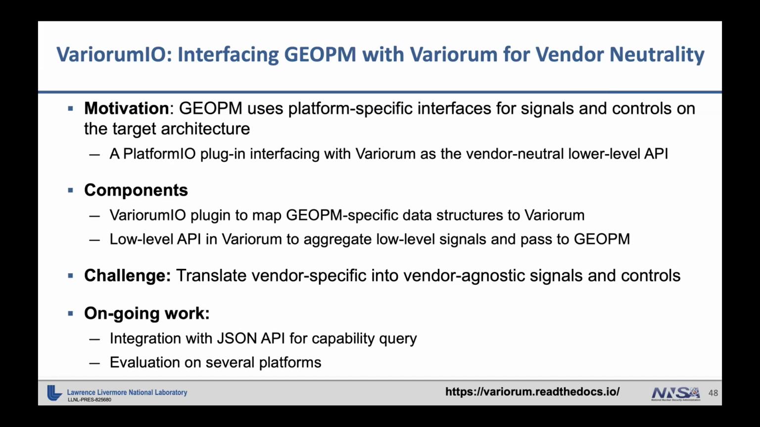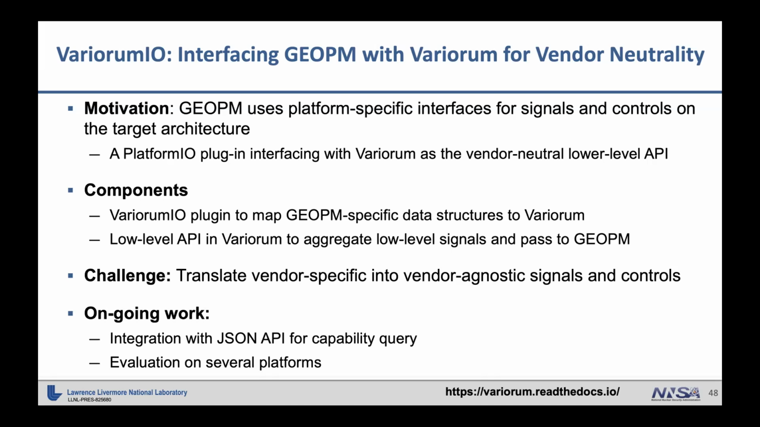The components include a platform IO plugin called Variorum IO that maps GOPM specific data structures to Variorum's APIs. And on the Variorum end, the contributions provide a low-level API or APIs to aggregate low-level signals and pass them to GOPM. This has been only tested so far on Intel platform, but we are working on mapping the interfaces from other platforms so that we can run GOPM in as vendor neutral a manner as possible.